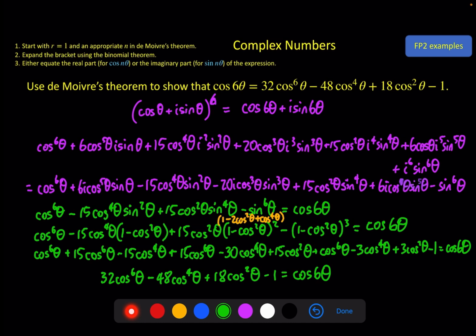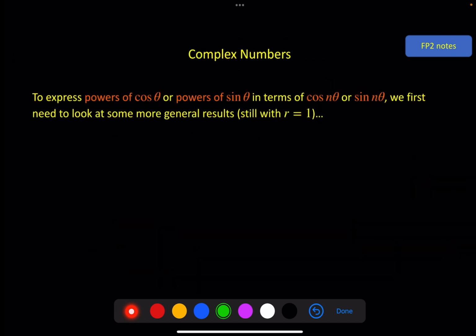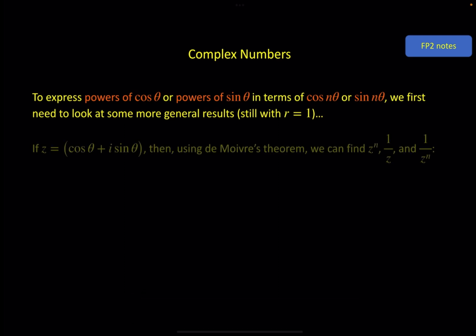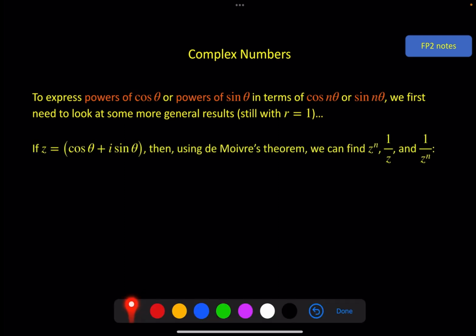So let's move on to the opposite, expressing powers of cos theta or powers of sine theta in terms of cos n theta or sine n theta. To do this, we need to look at some more general results, but still with r equals 1. What we need to use is z is equal to this thing, and then these three expressions here.